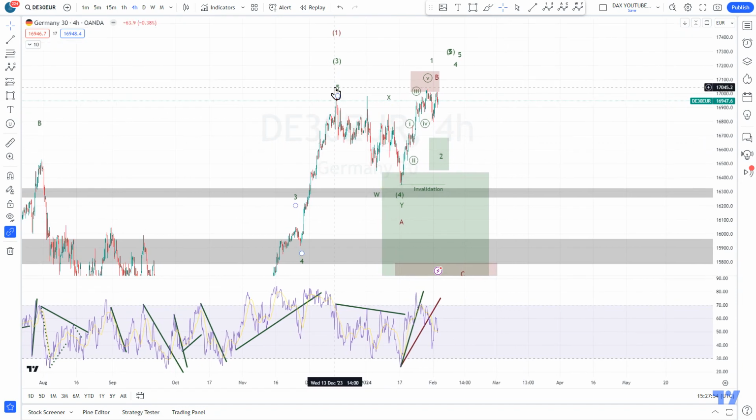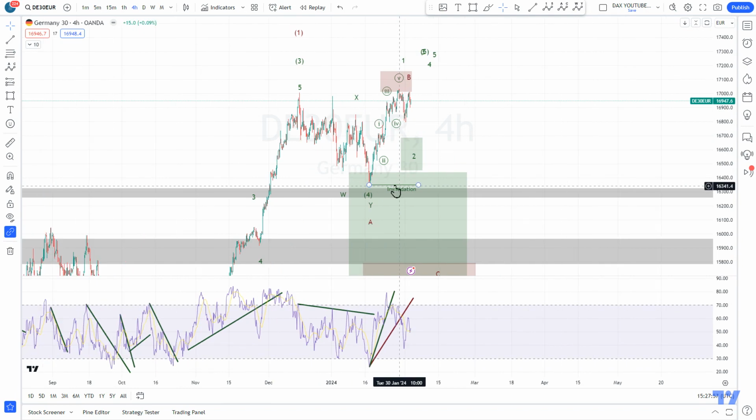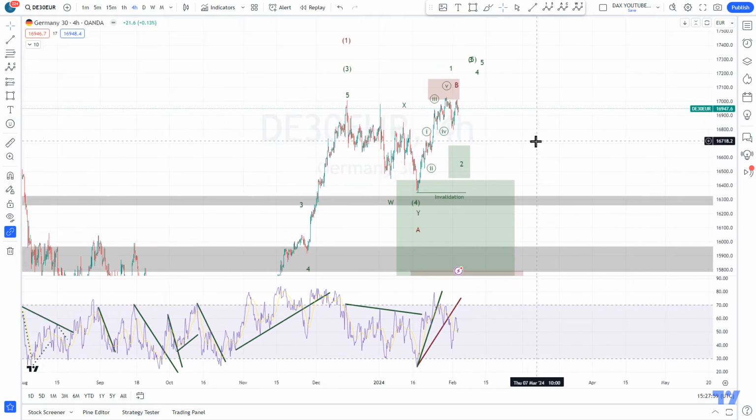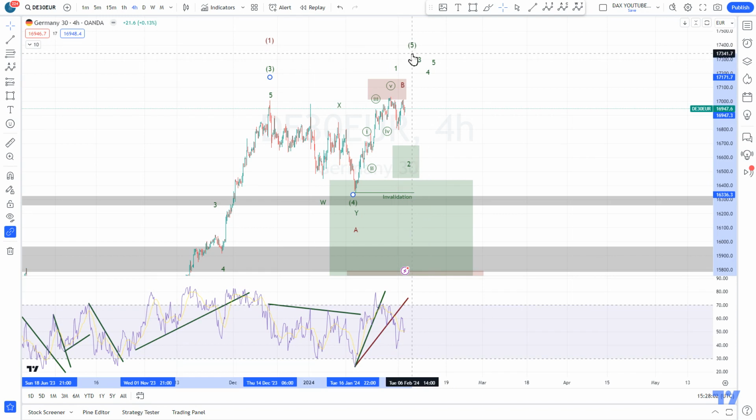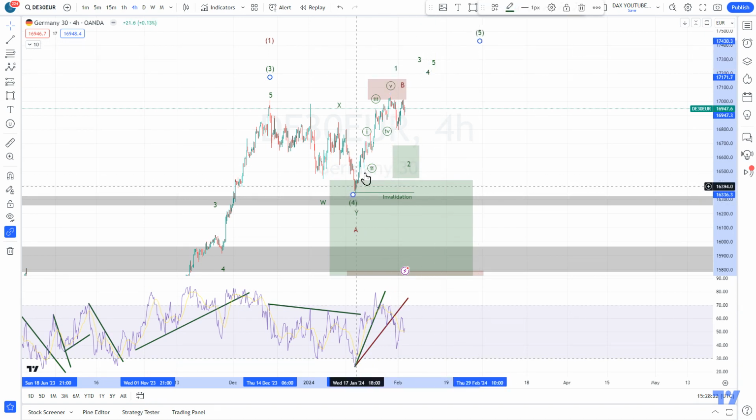And then let's assume that the wave 4 low was in right here. That would mean that we are working now on the fifth wave, or the fifth wave is in. As you can see, from the wave 4 low, we took out the wave 3 high, which means that the minimum requirement for the wave 5 is completed. However, there is a possibility that this was just the first wave of the wave 5. That's always a possibility.